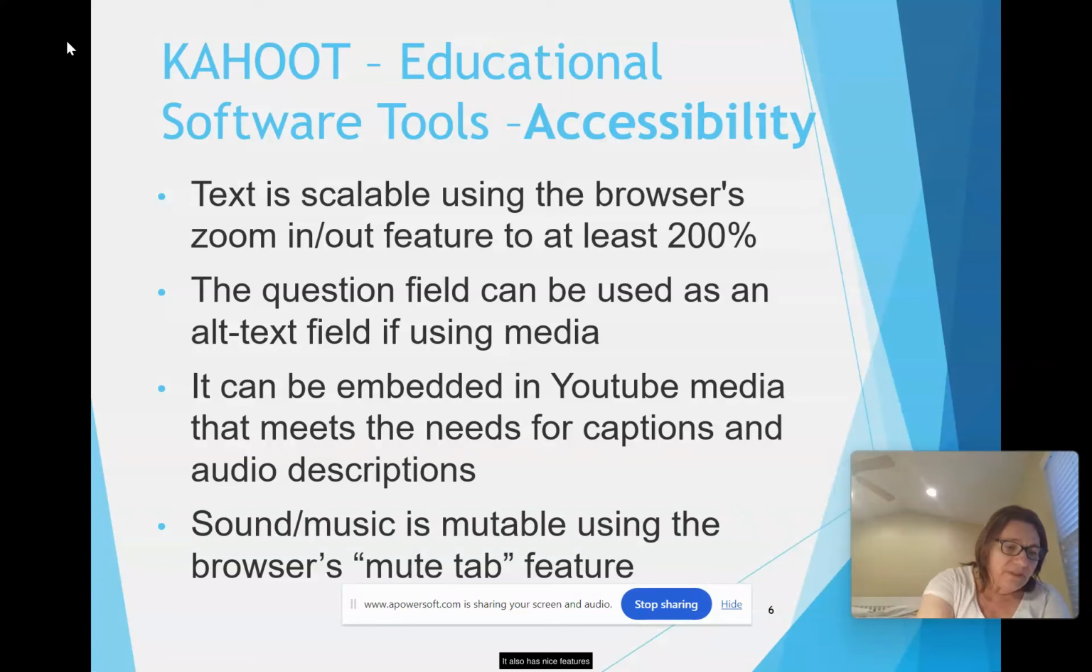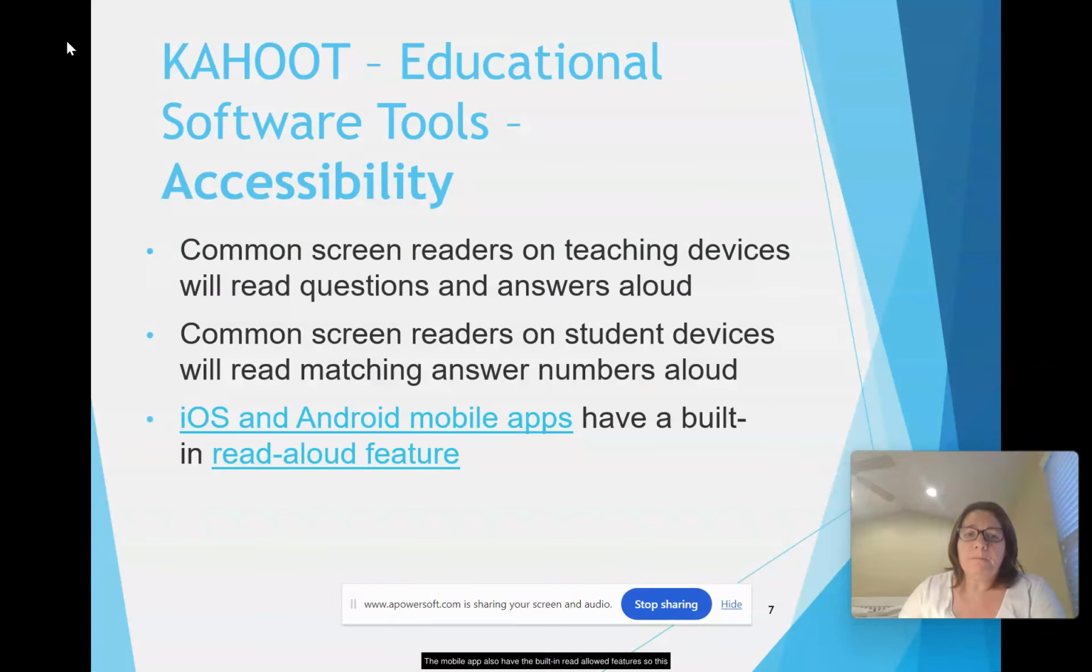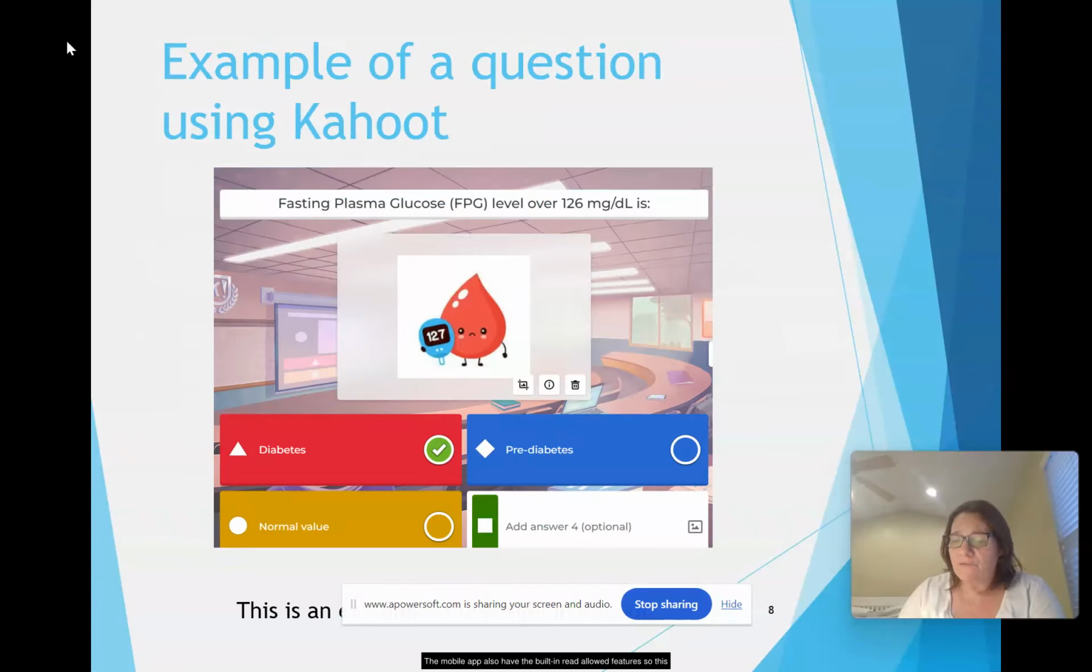It also has nice features for students with different abilities. The text is scalable using the browser zoom in and out feature for at least 200 percent, and it can be embedded in YouTube in case we need captions or audio description, and also the sound and music are mutable. The mobile app also has the built-in read aloud feature.